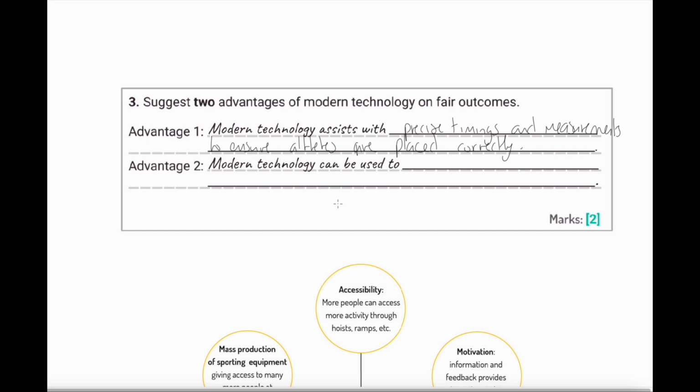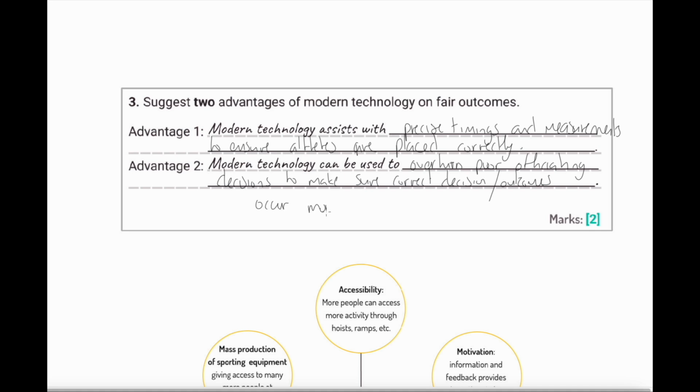So technology helps with that. Second one, technology can be used to overturn poor officiating decisions. When an official gets it wrong, which will happen in any sport because they're human beings, technology can overturn the poor officiating decision, to make sure correct decisions and outcomes occur more often.